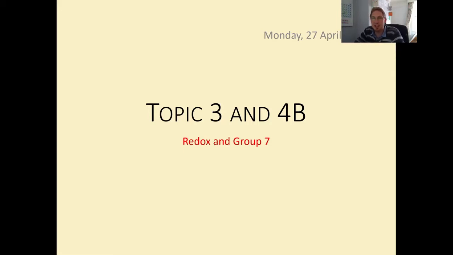They were combined together. It makes sense to do that. Topic 3 is redox, but it's very difficult to talk about redox without looking at Group 7 and the varying oxidation states of the halogens. And so it makes sense to cover these together. Topic 3 and Topic 4b, redox and Group 7.